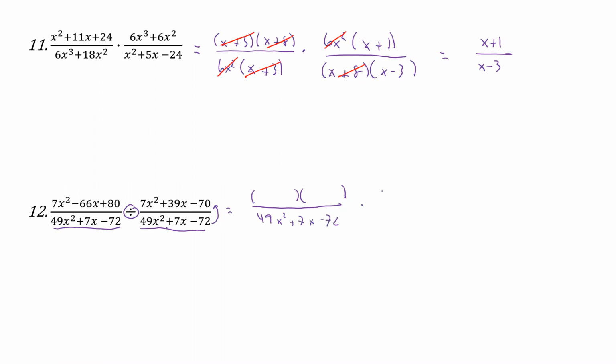and then multiply by the reciprocal, which is 49x squared plus 7x minus 72 over, and then I'll have to factor this one as well. So those two cancel, so I don't have to factor those. So now I look at this one, and I'm going to have a 7x and an x, and it's going to be a minus and a minus.